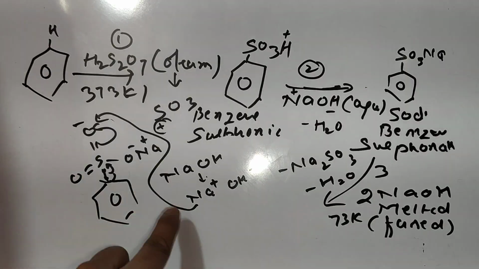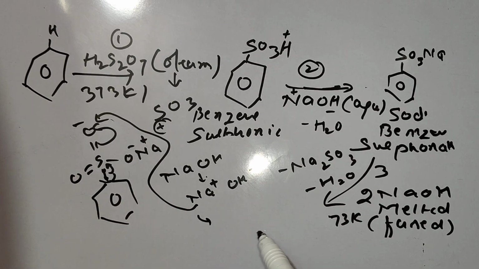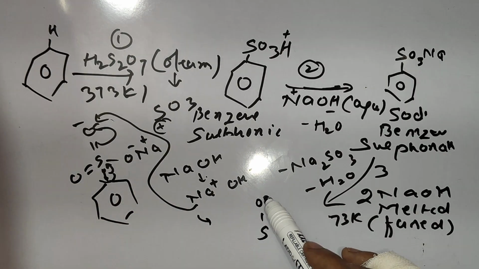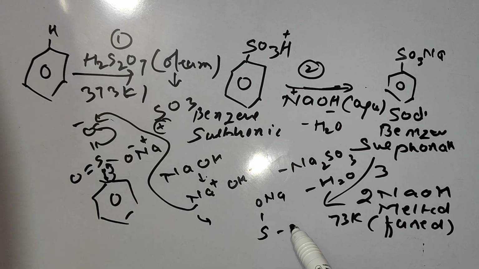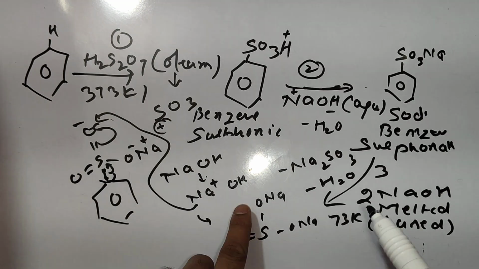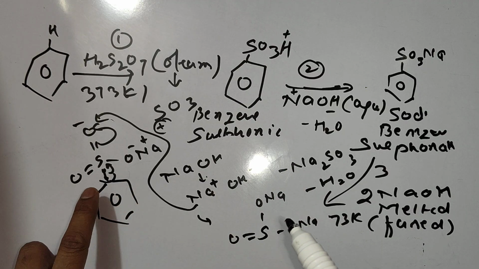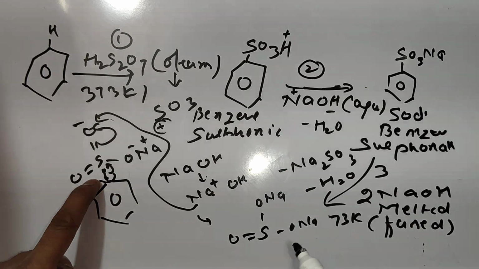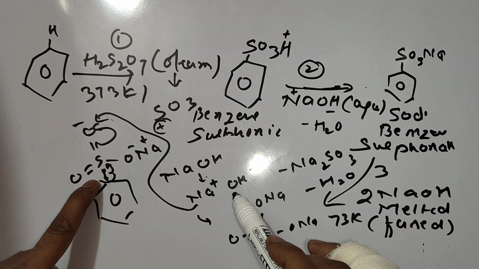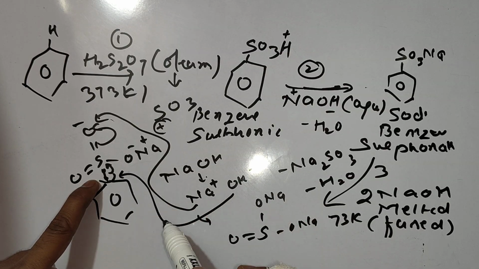So this whole part will generate as ONa and O, SO3, this Na2SO3 salt, Na2SO3. And because carbon has lost, a positive charge will develop. That positive particle will be attacked by OH negative.